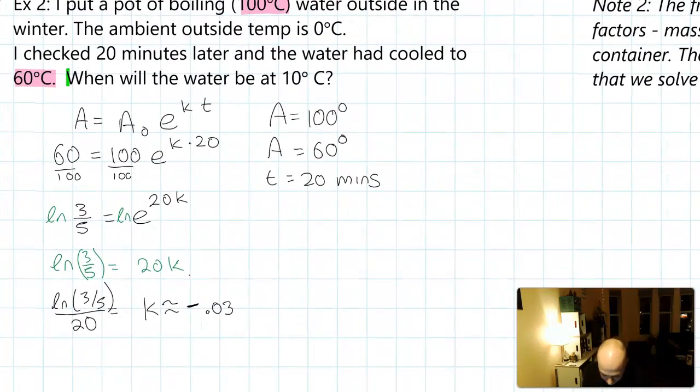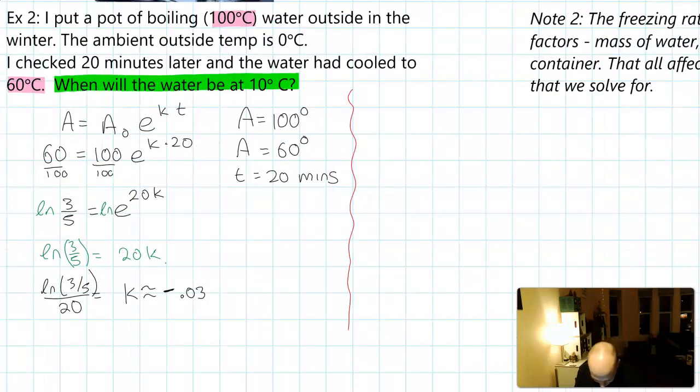Now I have to answer the question. When will the water be at 10 degrees? So let's take a look. In the second part of the problem, I'm finding something different. It's asking when, so that's going to be solving for a t value, and it's giving me a different final amount. So my final amount is now going to be 10 degrees. My initial amount was still 100 degrees. My t is unknown, but my k is now known as negative 0.03. So let's plug all of that in the model.